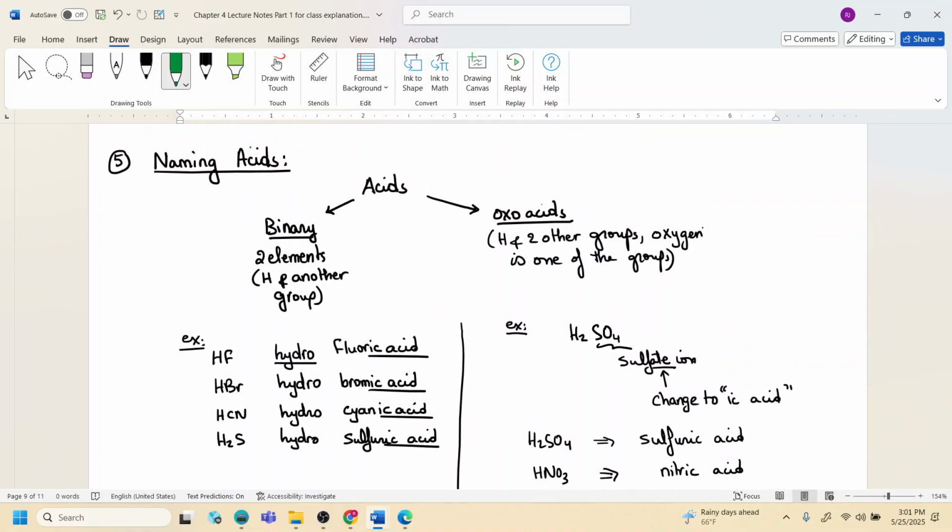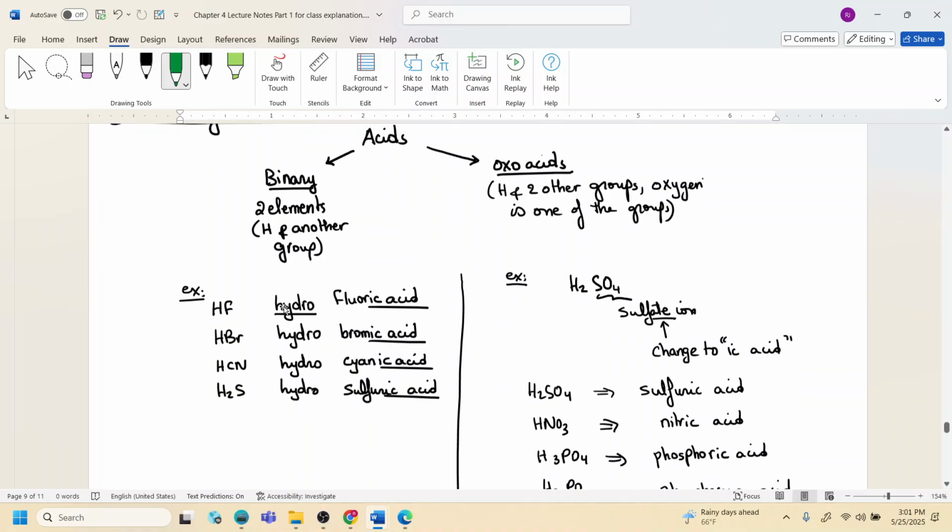The last thing is the naming of acids. There are 2 types of acids. There is a binary acid. A binary acid is an acid that contains two elements, a hydrogen and another group. And by the way, these rules in there, you do not have to memorize for the acids. You can go ahead and put them on a piece of paper. And then you have oxo acids. These are acids that have a hydrogen and they are made up of two other groups, and oxygen is one of the groups in there.